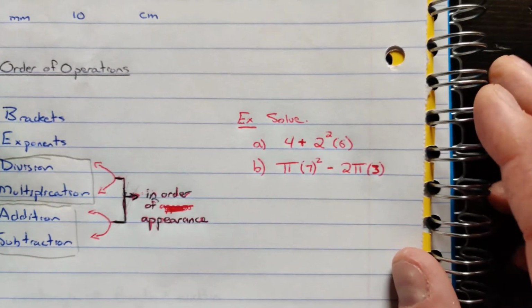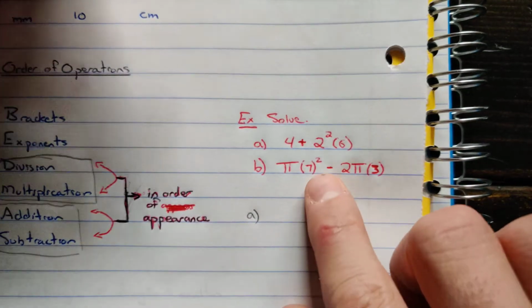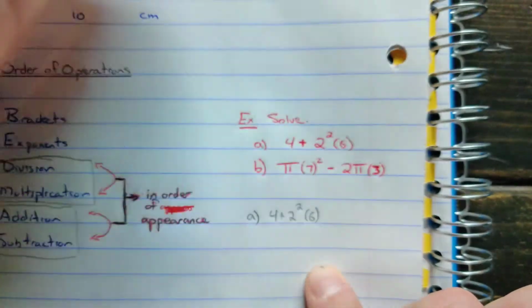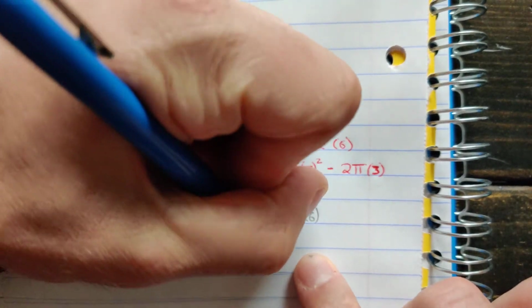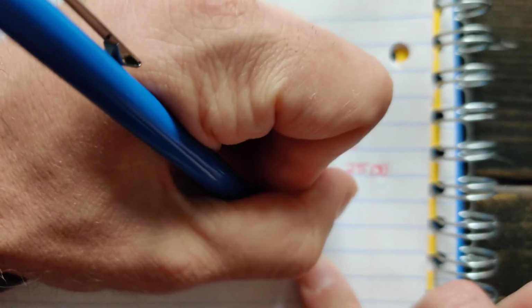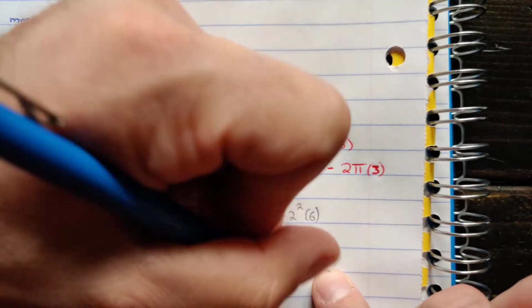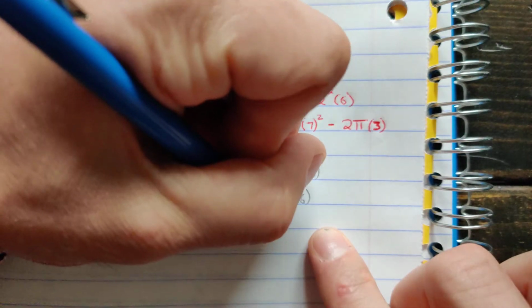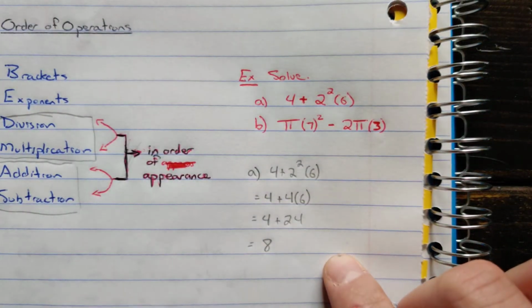Just a couple really quick examples. If we were to solve A and B here, in the case of A, we have 4 plus 2 squared times 6. So we would do our exponents first. So that's going to be 4 plus 2 times 2 is 4, times 6. And then we will take our multiplication because that appears next. 4 plus 4 times 6 is 24. And then 24 plus 4 is 28.